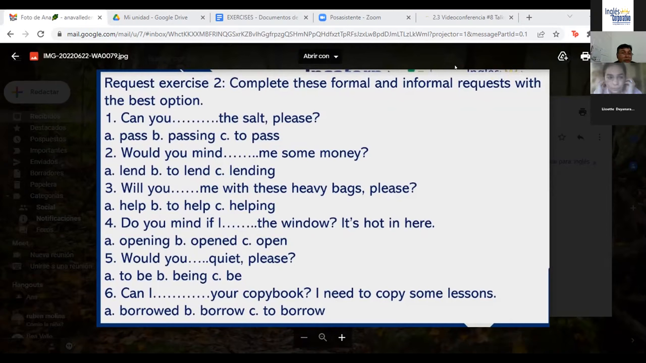Okay. Number one, can you pass me the salt, please? Number two, would you mind lending me some money? Number three, will you help me with these heavy bags, please? Number four, do you mind if I open the window? It's hot in here. Number five, will you be quiet, please? Number six, can I borrow your copybook? I need to copy some lessons. Okay. Carlita, could you read or no? Yes, I can read.